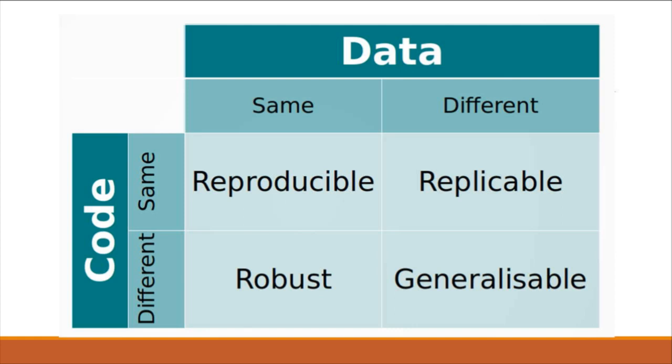And then you can try if with a different code you get the same, and you can say your result is robust because different analyses have pointed to the same direction. Or you can say that with different data and the same method, you can replicate this. And finally, if you can do all of this, you can say that this is general support.